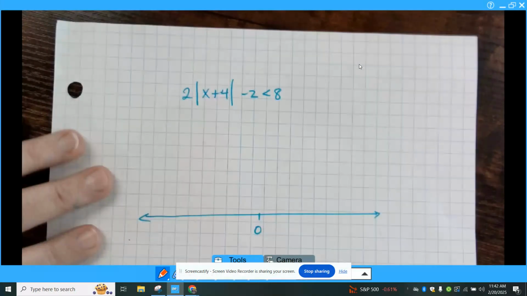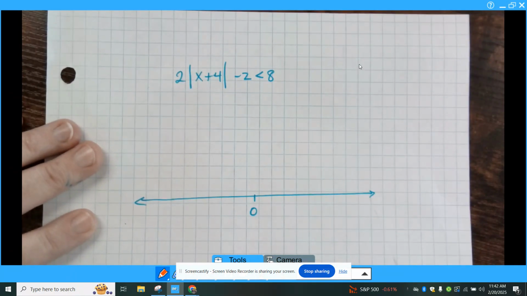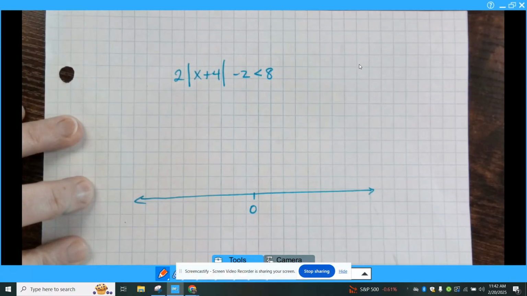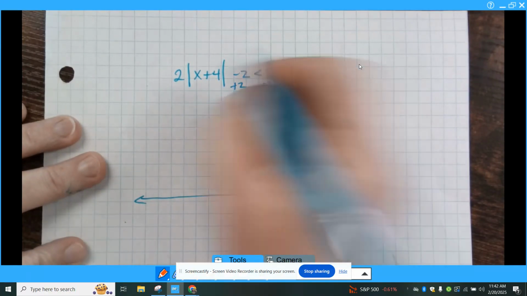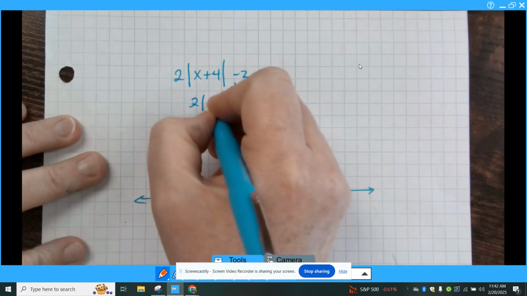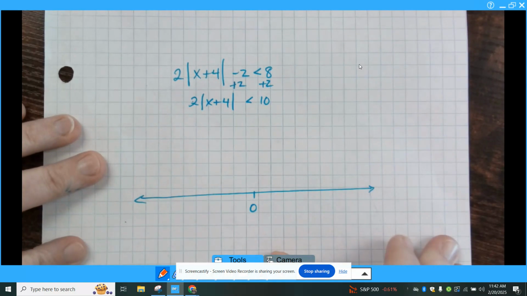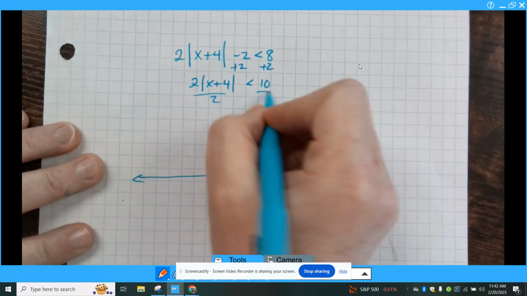Okay, if you wanted to solve this, it's an absolute value problem. To be able to solve an absolute value problem, you need to isolate your absolute value. So the first thing we'd want to do is add 2 to both sides. So we'd have 2 absolute value x plus 4 less than 10. Then you'd want to get rid of that 2, so we would divide by 2 on both sides.